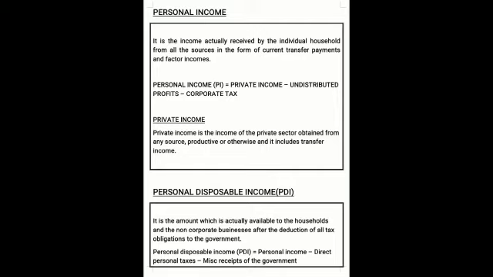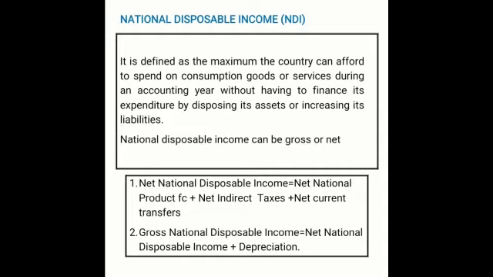Now let's check what is national disposable income, NDI. It is defined as the maximum the country can afford to spend on consumption goods or services during an accounting year without having to finance its expenditure by disposing of its assets or increasing its liabilities. That means the amount a country can spend on consumption goods and services without increasing its liabilities or selling any of its assets.